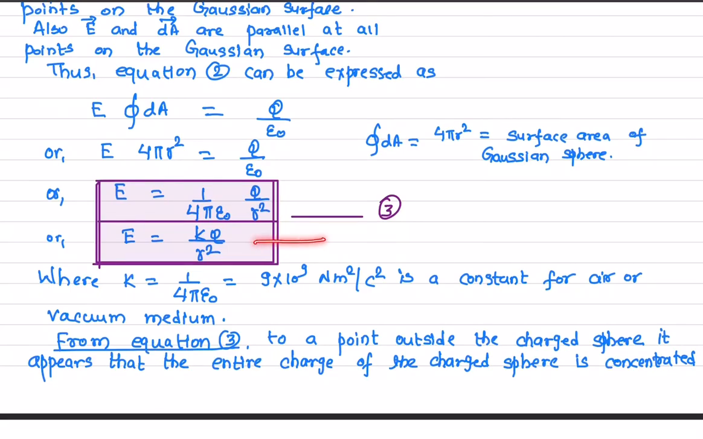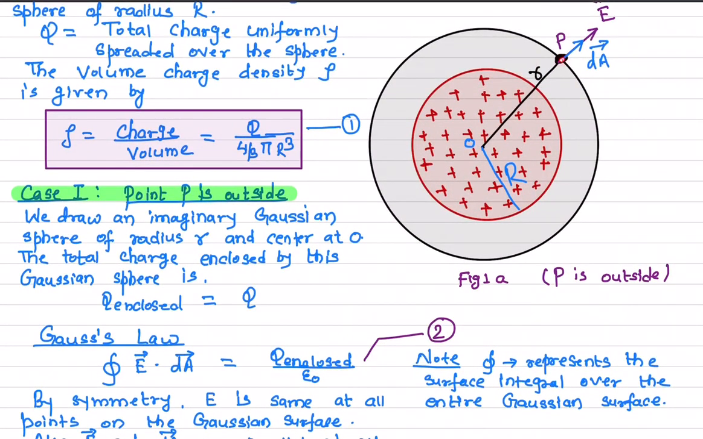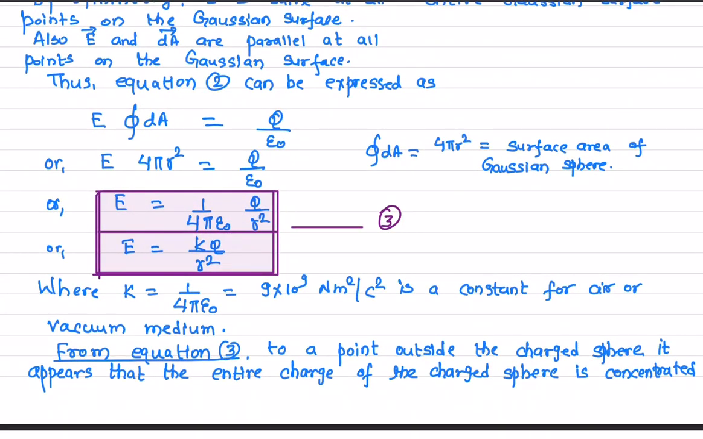This is a very familiar equation for the electric field. This is also the electric field due to a point charge. What does that mean? It means that for a point which is outside the charged sphere, the entire charge seems to be concentrated at the center. That's how it looks. The entire charge is just assumed or seems to be concentrated at the center.